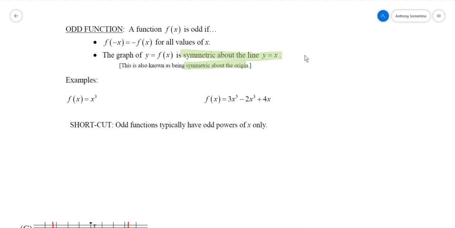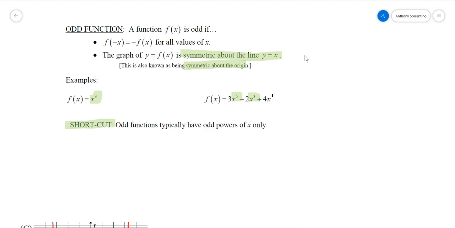The shortcut, again, is that odd functions typically have odd powers of x only. So not quantities of x, but just x's, and each of the exponents, as you can see, like here, here, here, and here, there's a 1 over here. So that's technically the same thing. They're all odd numbers. Again, that helps me get an idea of what kind of function it is. It is not proving it to be the same thing or determining that it is.